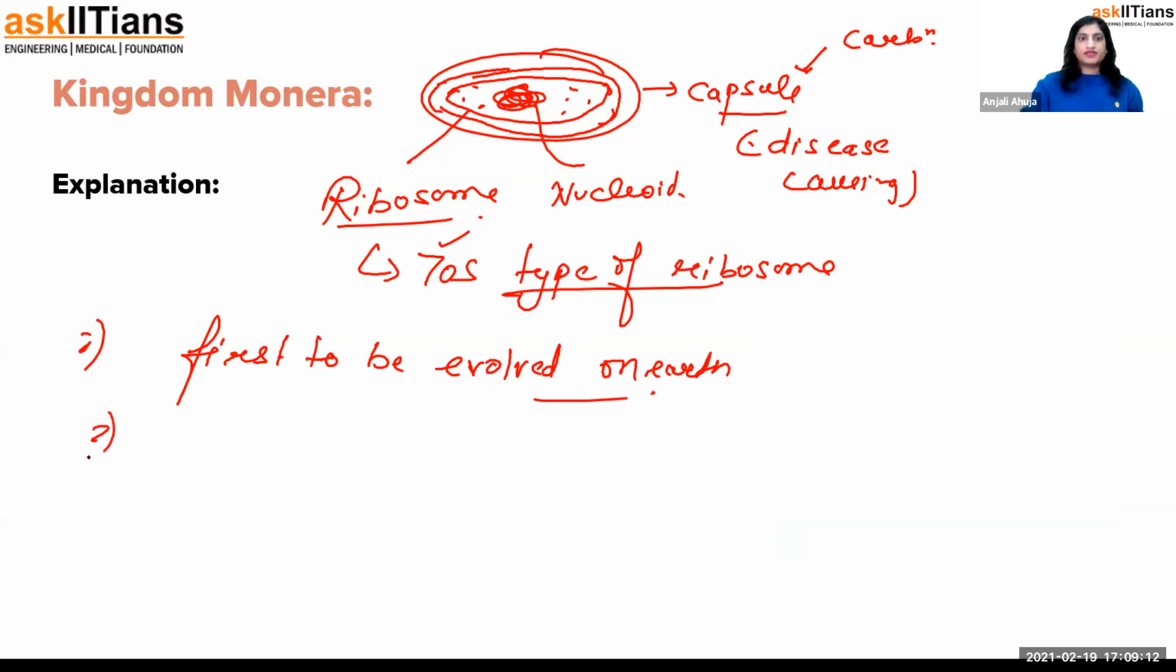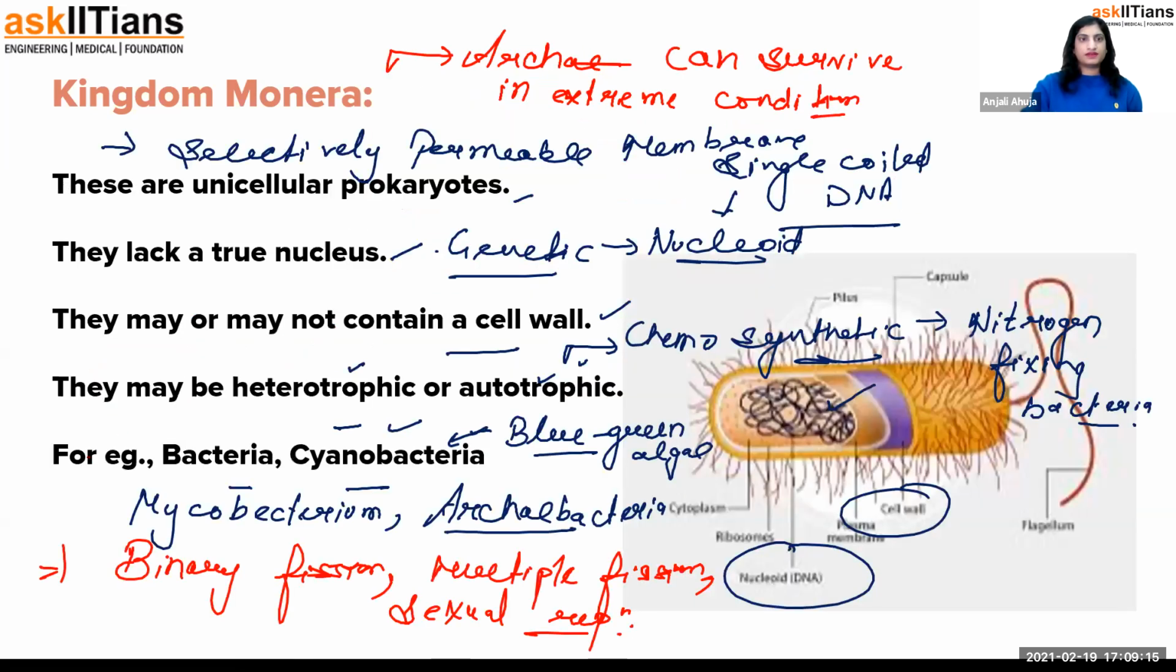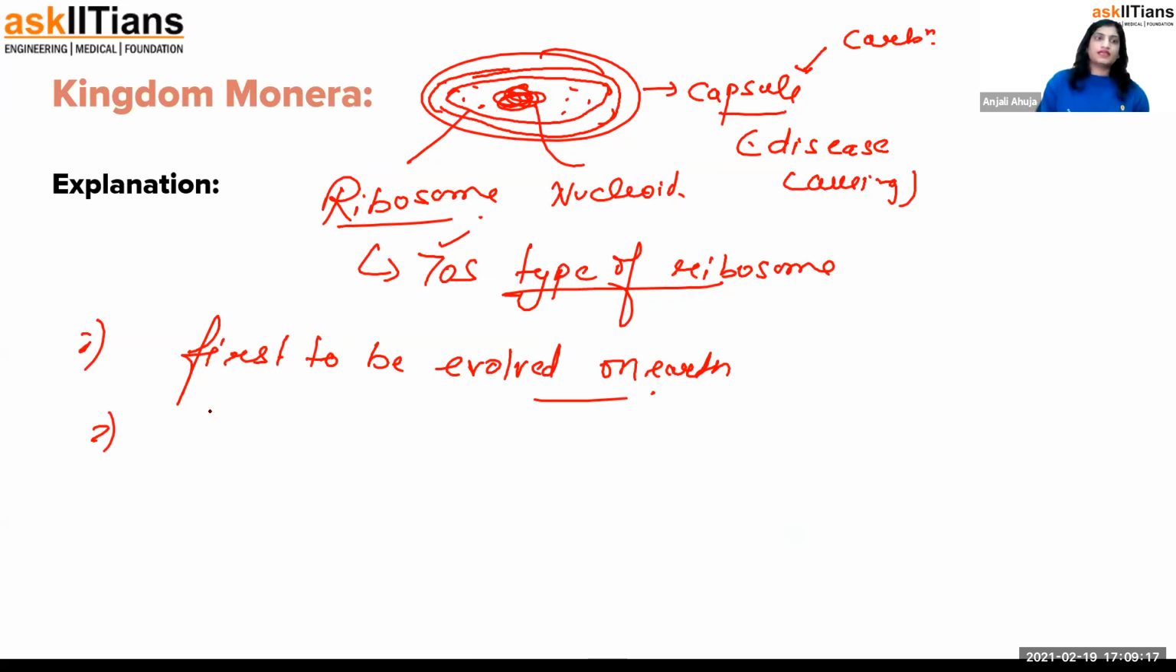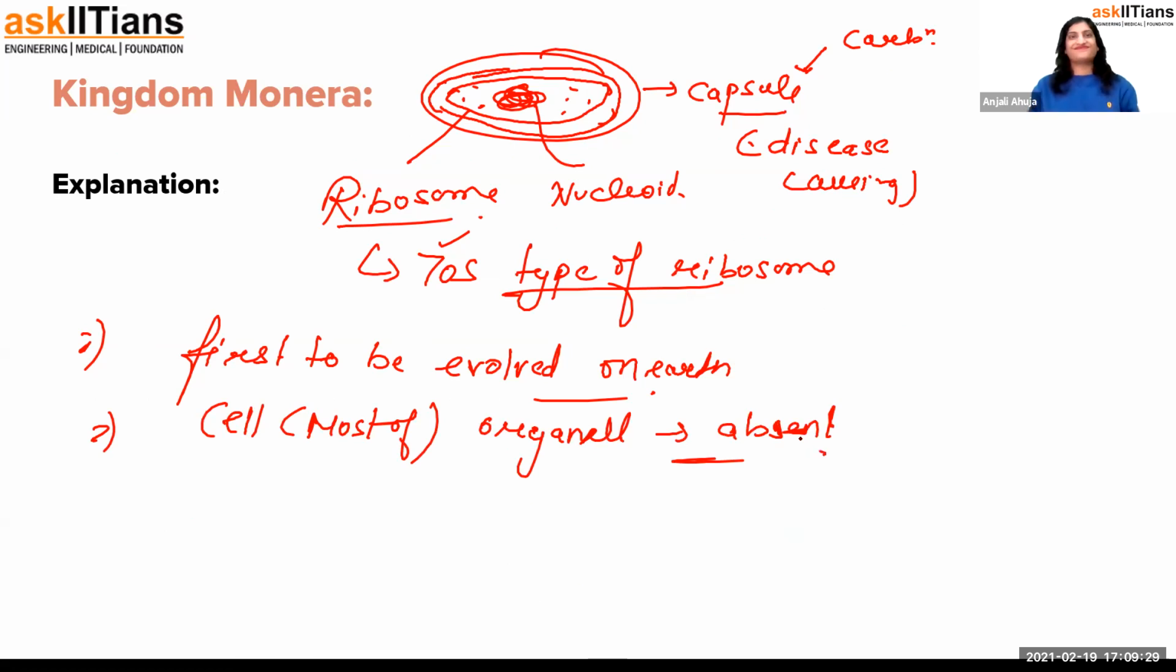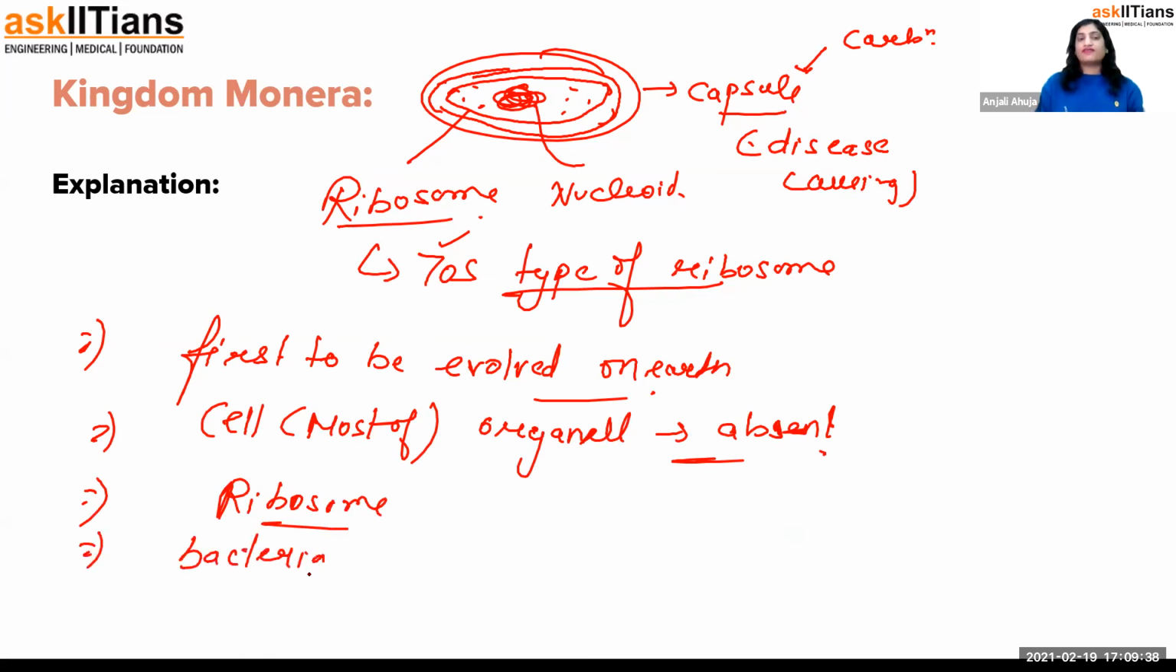Cell organelles. Did I mention all about the cell organelles there? So you can say that most cell organelles are absent. They have just ribosome. One special property in many of the bacteria is that they can have external DNA. Other than the nucleoid DNA, there are certain additional DNA present in them which are used in genetic engineering.